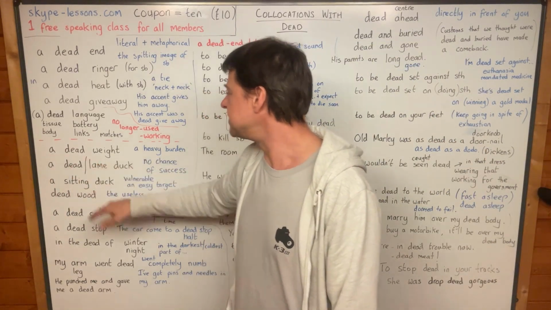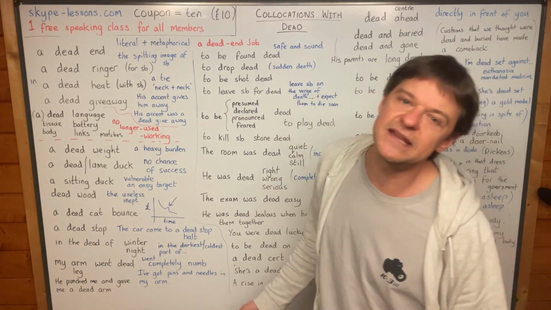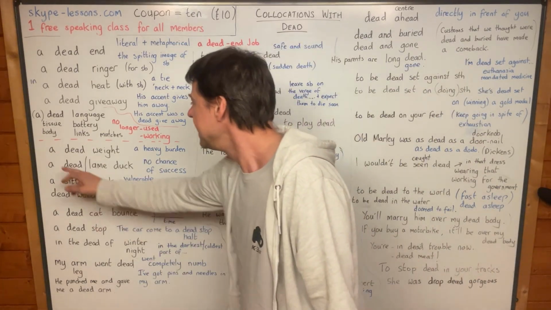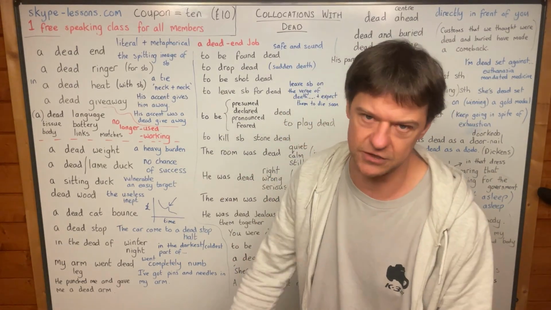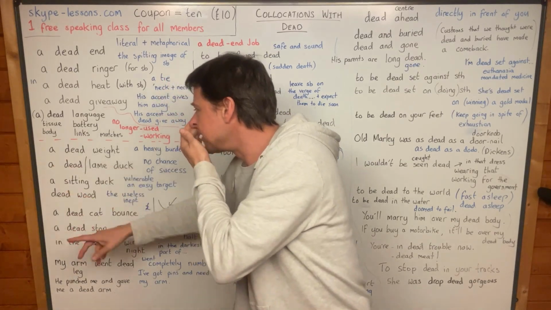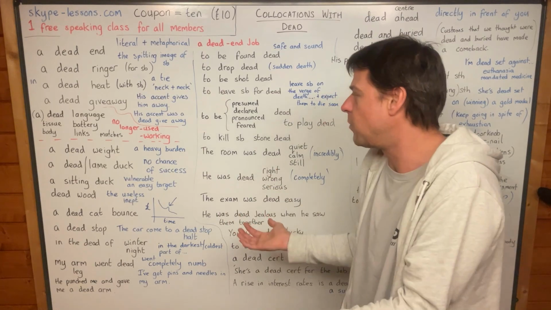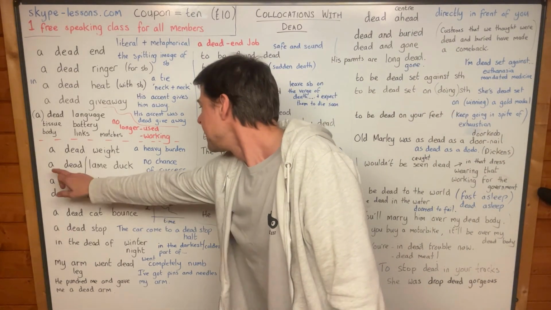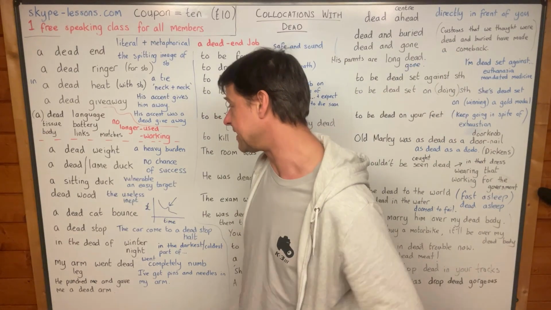Now, if you describe something as a dead weight, it is a heavy burden. It's really, really difficult to carry. And so anything that is a dead weight is cumbersome. It's really difficult for you to carry. Yeah, cumbersome means difficult to carry. So a dead weight, a heavy burden, something that's really heavy. Yeah, a dead weight.